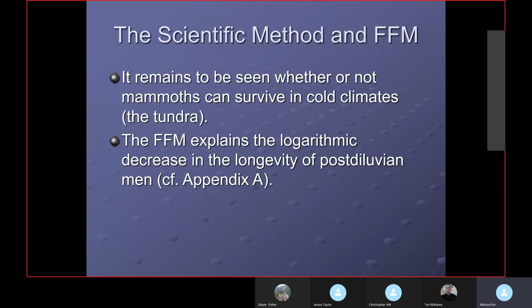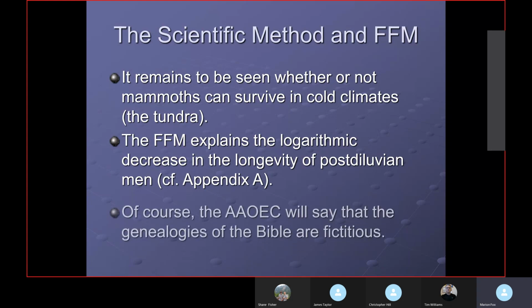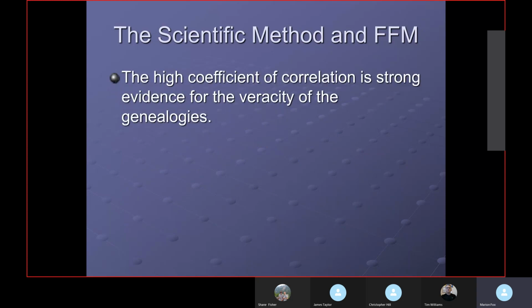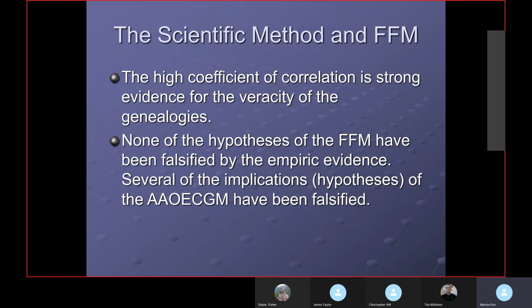My model also explains the logarithmic decrease in longevity of post-flood men. We see this in Appendix A. Of course, the atheist, agnostic, and old Earth creationists will say that the genealogies of the Bible are fictitious, and even some who claim to believe the Bible say they're fictitious. The high coefficient of correlation, however, that I found in my mathematical analysis: I took their ages and took the base e logarithmic form, the Napierian logarithm, which is what you'd expect with logarithmic decay. If it were perfect, it would have plotted a straight line. And it was over 90% probability with the Septuagint genealogy that it plotted a straight line.